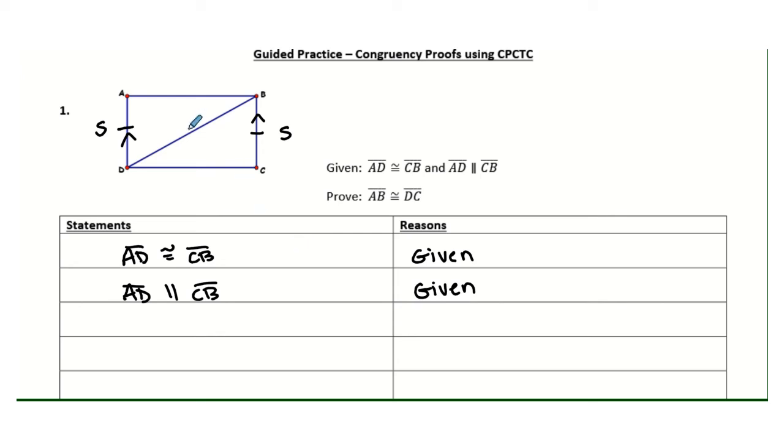Well, I can say that this side is congruent to itself because of the reflexive property. So I can say that DB is congruent to DB because of the reflexive property. So now I have a side and a side. They don't tell me any other information about any other sides, but I might be able to figure out something about an angle.